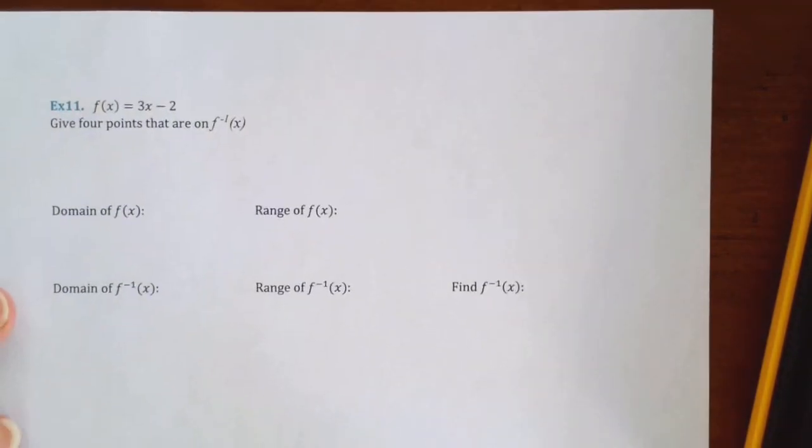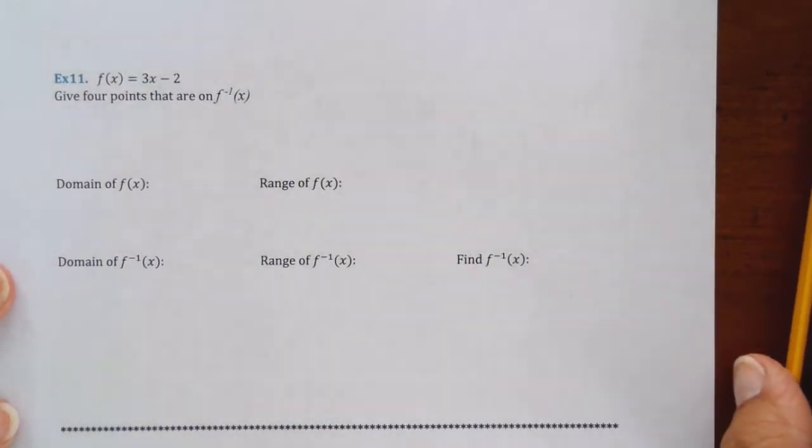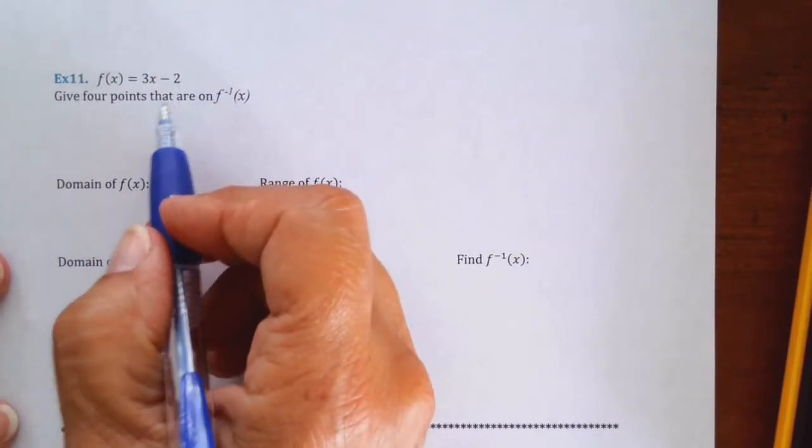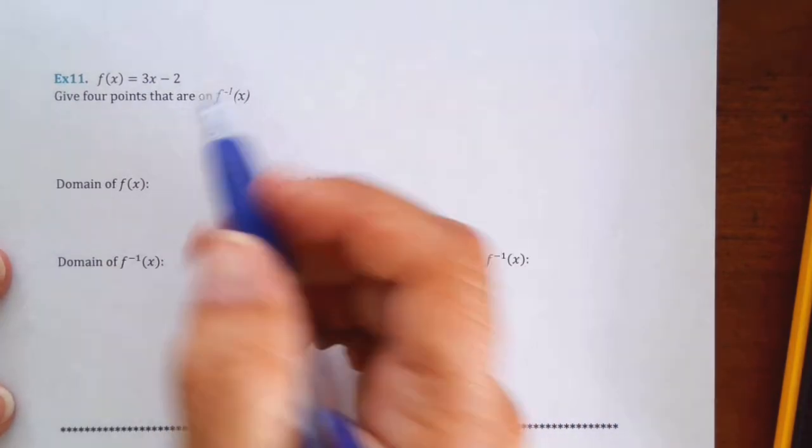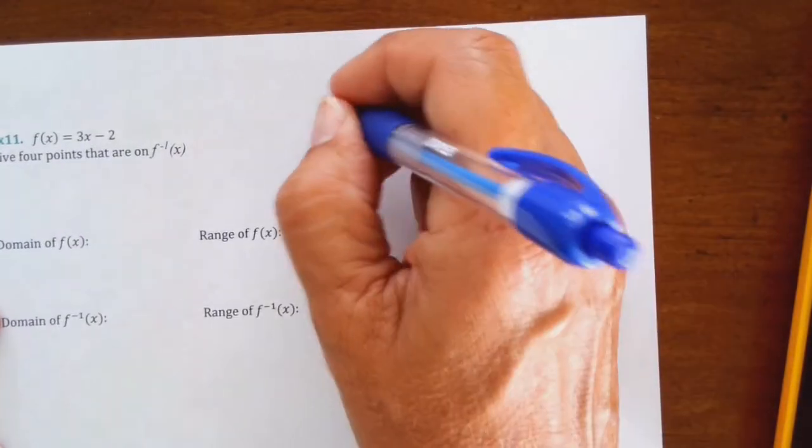All right. Couple more. And then we'll do one last thing, a couple more pages. All right, so this is just a linear function. Okay? This one says give 4 points that are on the inverse. All right, so let's just look at over here.